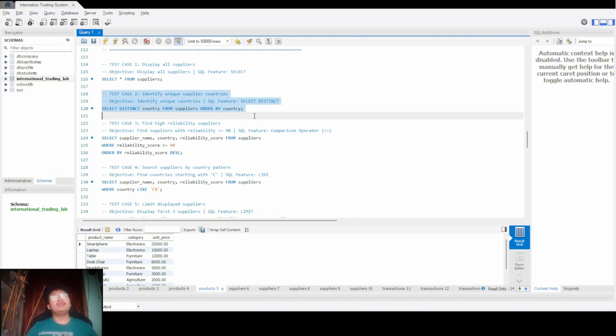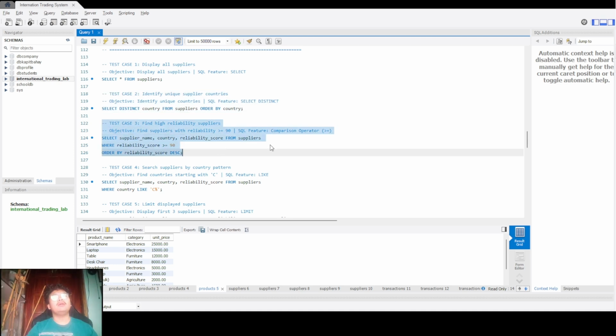Then test case 2 is distinct, which is used to show each country only once, even if multiple suppliers are from the same country. Then the result shows the 4 unique countries: China, Germany, Japan, and USA. They are sorted alphabetically. Then test case 3 is find high reliability suppliers.